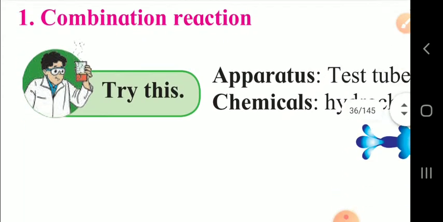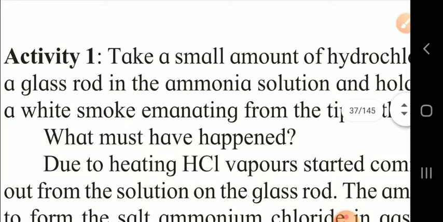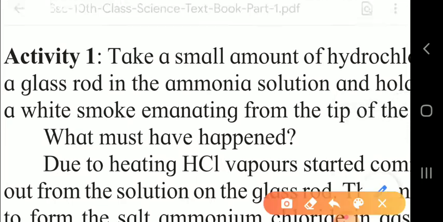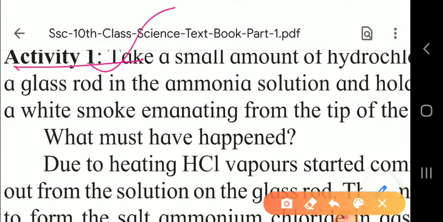So this is the combination reaction. We are going to see one activity, activity number 1. We had to take a small amount of hydrochloric acid, or HCl, in a test tube. Then we had to heat the test tube. After that, we had to dip a glass rod in the ammonia solution, and hold this glass rod on the top of the test tube, and observe that white smoke is coming out from the tip of the glass rod.